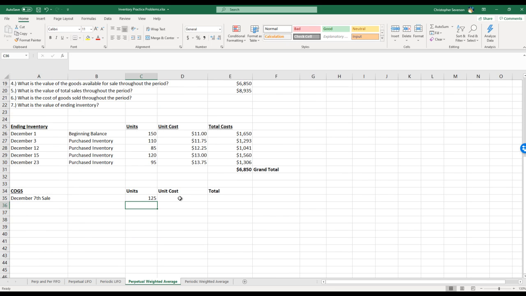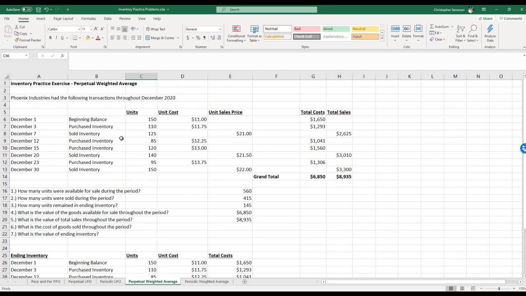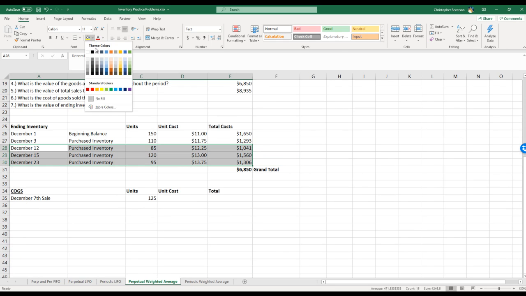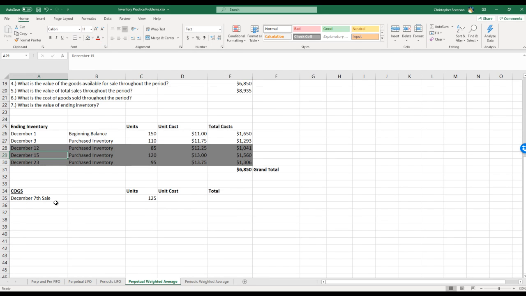So the trick here is, which unit cost do we use? On December 7th, we have to think about this for a second. This is perpetual, so we only know about those first two layers at this time. We really don't know anything about these layers yet for our December 7th sale. This is weighted average, so what we need to do here is create a running total of units and a running total cost.